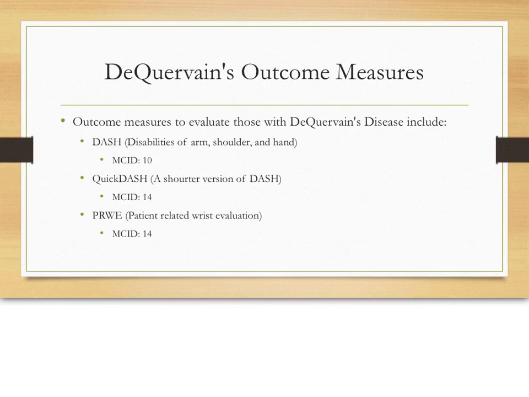Outcome measures. The three main outcome measures that can be used to help people with DeQuervain's are the DASH, the QuickDASH, and the PRWE, which is the Patient-Rated Wrist Evaluation. All of these you can have your patient fill out at the beginning of your treatment, and they can also be used to track their progress along their treatment.